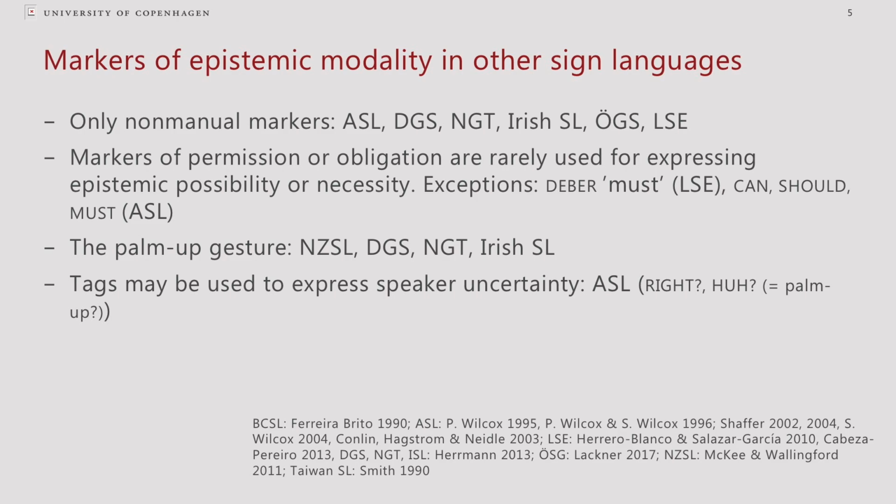In European languages, it has also been found that markers of permission or obligation can be used to express epistemic possibility, something like perhaps, or necessity, something like must. That's not generally found in sign languages. There are some exceptions, though. In Spanish Sign Language, a sign meaning must can be used in both ways. And in ASL, you can use can, should, and must in both ways.